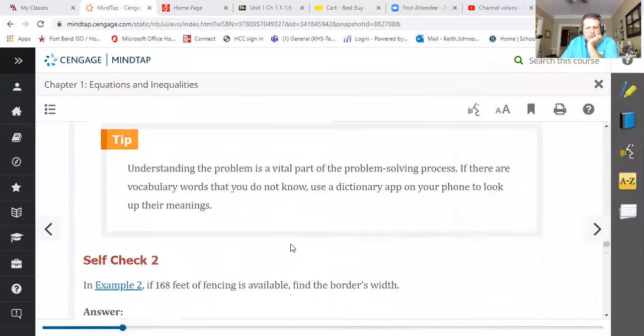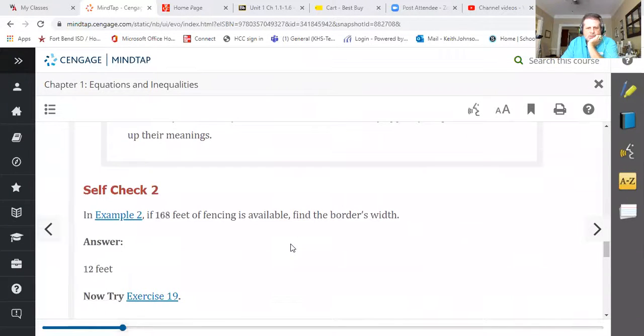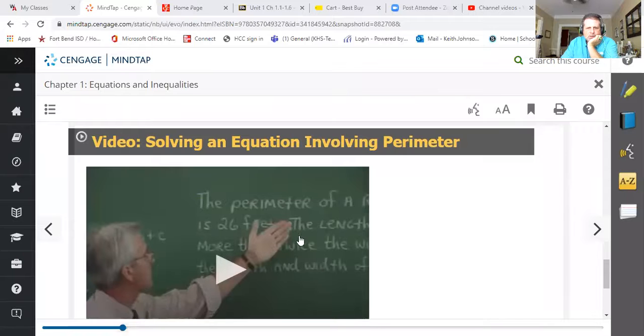Okay, and I have another one I want to go through with you when I get a couple of them in the back of the book. And this one also is a pretty good video.